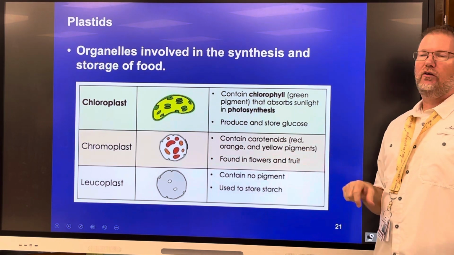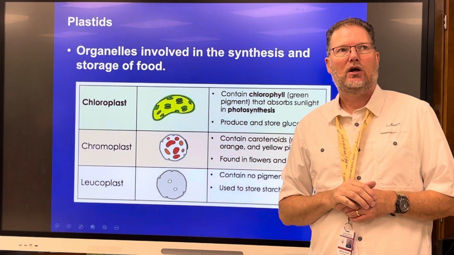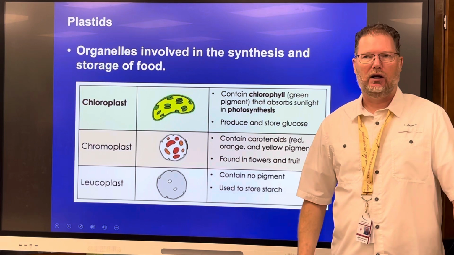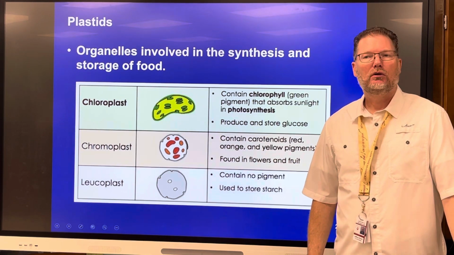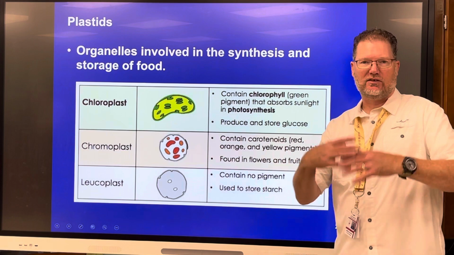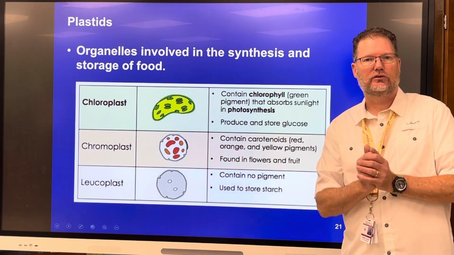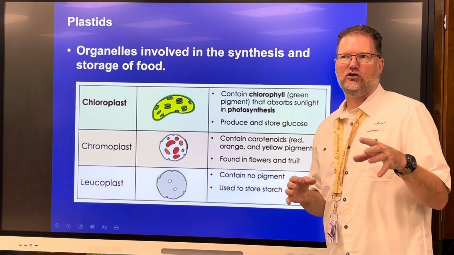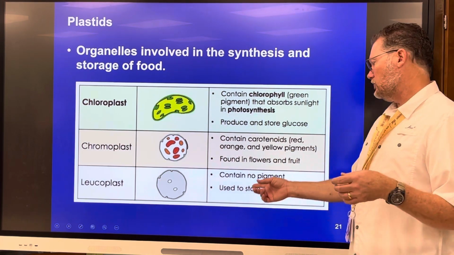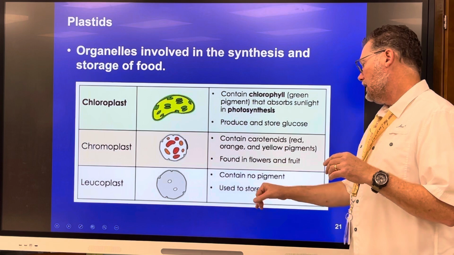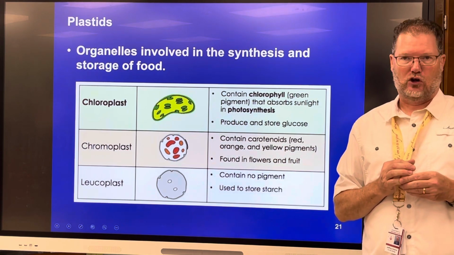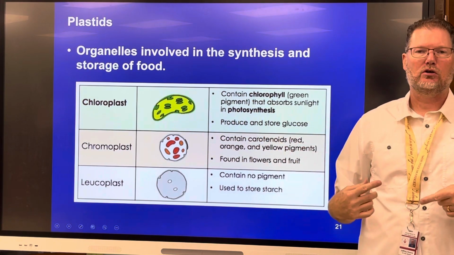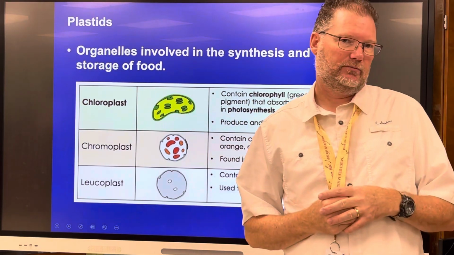And those are found in flowers and fruit, a carrot, which is a root, but peppers, tomatoes, all kinds of flowers that are those colors, okay? And leucoplasts. Leuco essentially means white, and so there's no pigment in these at all, and they're for storing starch, storing the glucose in chains for future use by the plant. Food.